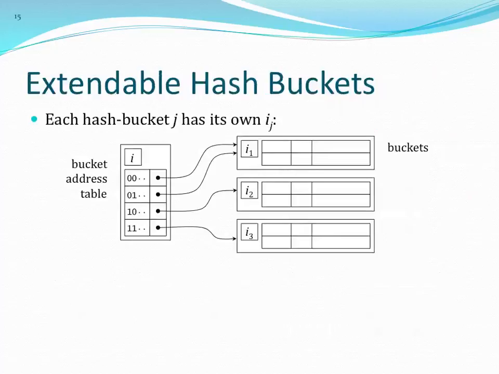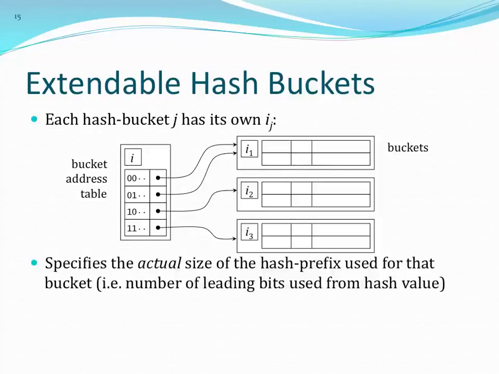Now the way that we figure out what we need to do is you can see that we have this I in the bucket address table, and it has to be recorded because we have to know how many bits we're actually looking at. But every bucket also has its own I, as is indicated here, and that tells us what we need to do when we run into these various situations.